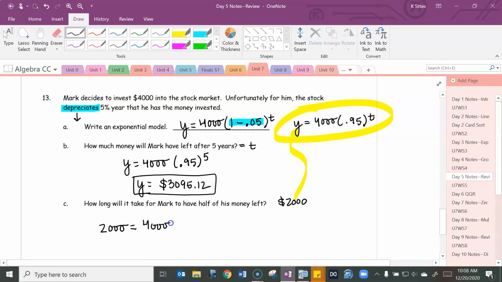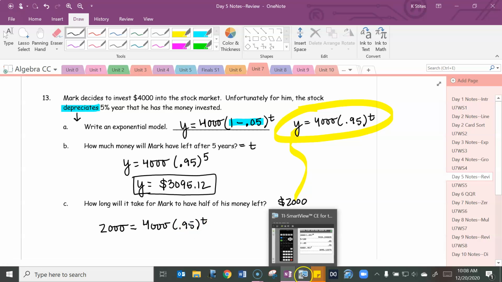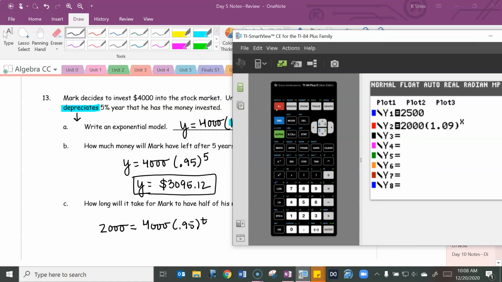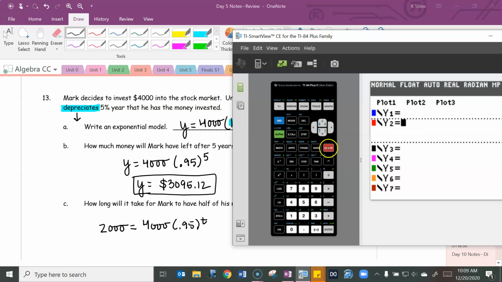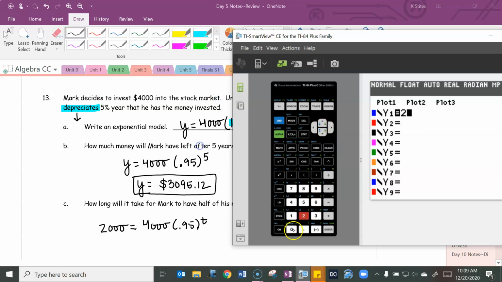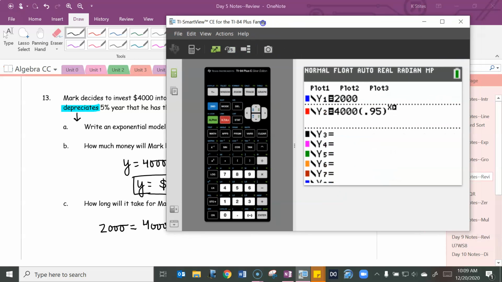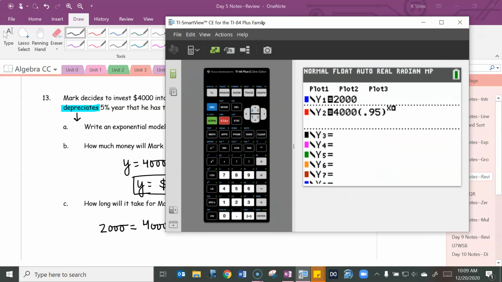So the 4,000 and the 0.95 to the t stay exactly the same. However, this is one we will have to graph. So go to your y equals, clear it all out. Y1 is 2,000. Y2 is 4,000 times 0.95 to the x. And again, we're going to go ahead and graph.